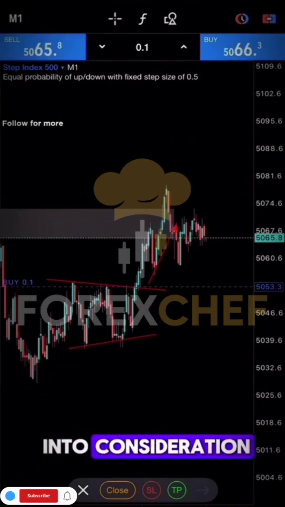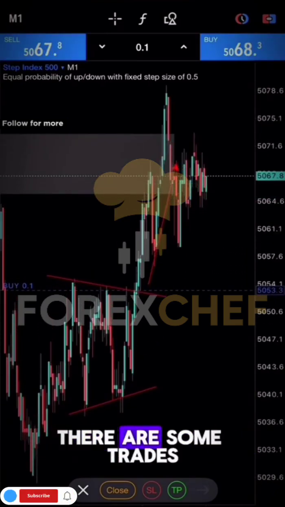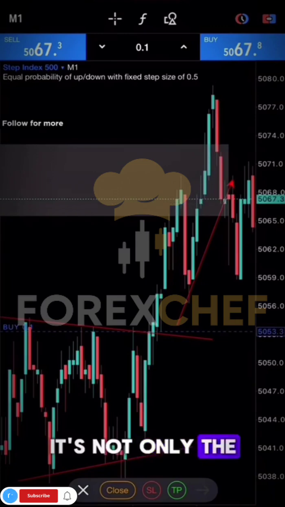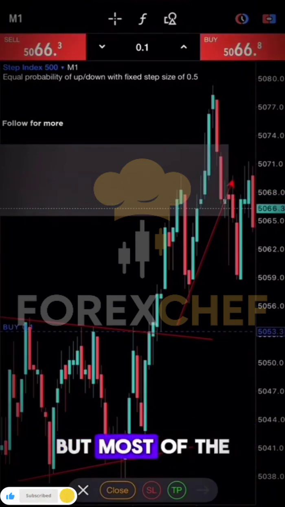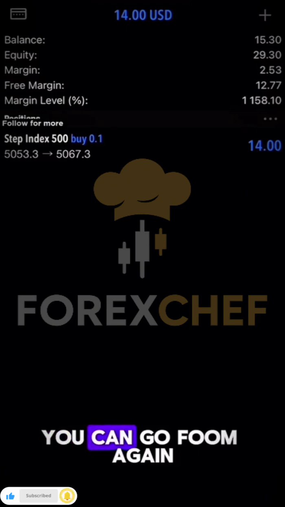And taking into consideration the account size you have, there are some trades that you can't go for again, but it's not only the case that you can't do that. Most of the time when you identify only sharp entries, you can go full again.